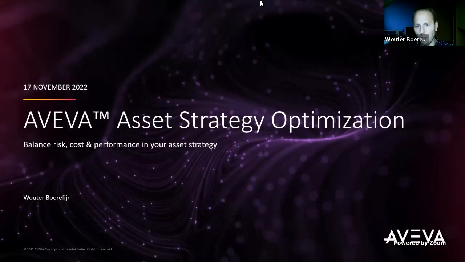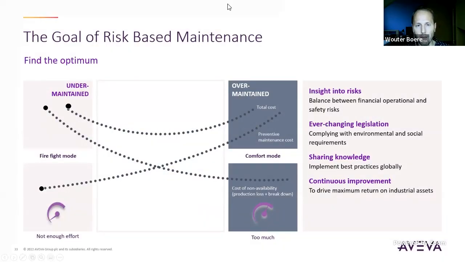And I'm back. So this is pretty much the pitch to highlight the functionalities of asset strategy optimization, which is a software solution by AVEVA, and we're mostly focusing today on the why and what the solution can do. Asset strategy optimization enables our customers, mostly operators but also service providers, to find the optimum between under maintenance and over maintenance. So it's the picture here in the middle where we see the risk-based area where the optimum is, and the goal is to find the optimum, but also to retain it. And that's not so easy as it may sound.